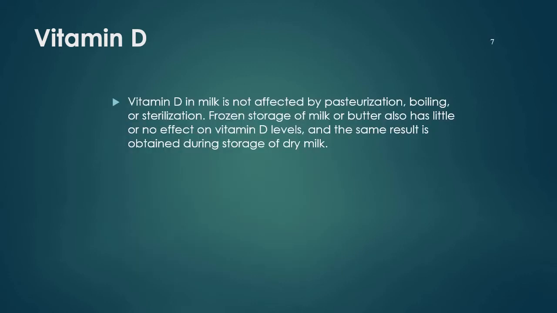Vitamin D in milk is not affected by pasteurization, boiling, or sterilization. Frozen storage of milk or butter also has little or no effect on the vitamin D levels, and the same result is obtained during storage of dry milk, meaning that this vitamin D is quite stable and does not degrade easily.